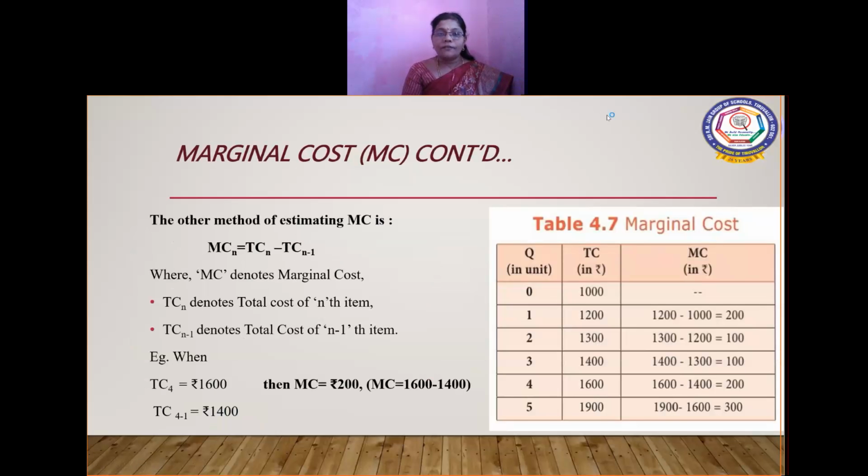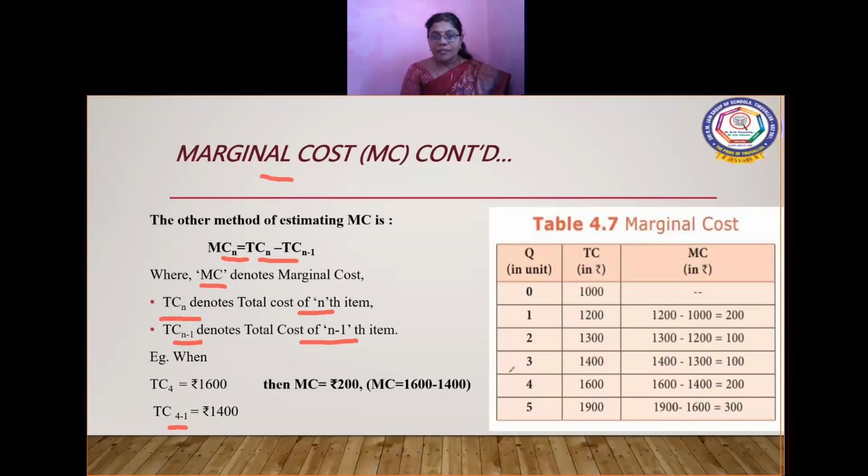Now the other method of calculating marginal cost is MCn equals TCn minus TCn minus 1. Here MC denotes marginal cost, TCn denotes the cost of the nth item. We may take in our previous example the 5th unit, and TCn minus 1 denotes the cost of the n minus 1th item. So in our example we can take it as 5 minus 1, like that.